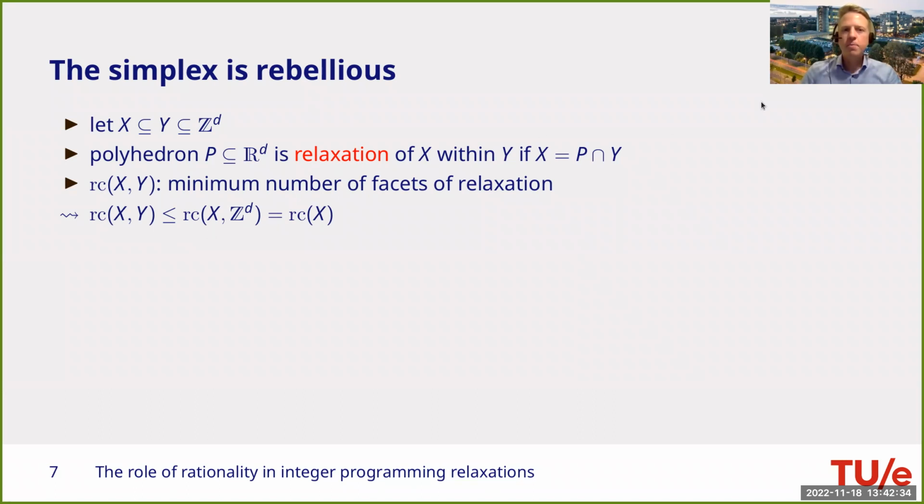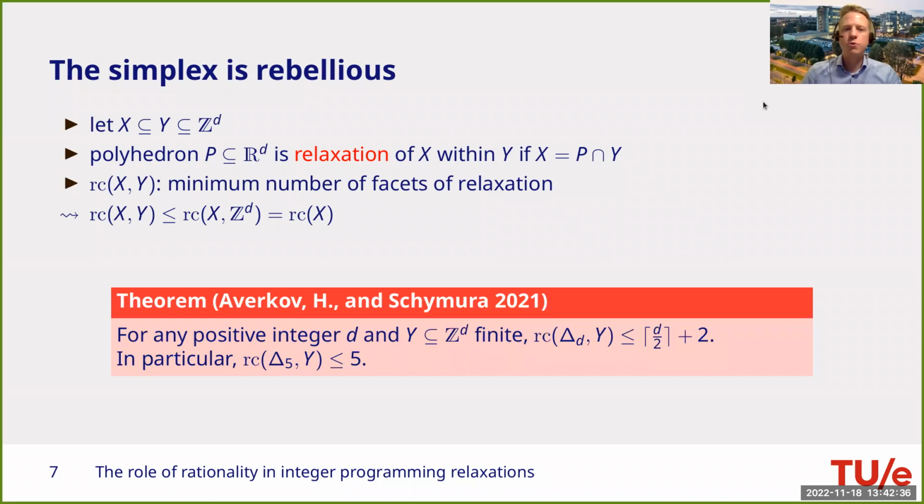However, as I said, the simplex is rather rebellious, and we could show together with Matthias Schymura that if we take an arbitrary finite set of points Y from that we want to separate the points in the simplex, then any such relaxation with respect to Y has at most roughly dimension divided by two many inequalities. And in particular, for dimension 5, this bound shows that in any relaxation with respect to a finite set of points Y, we need at most 5 inequalities.